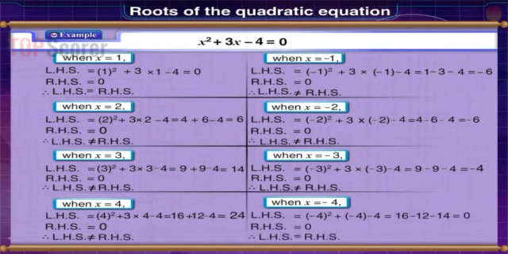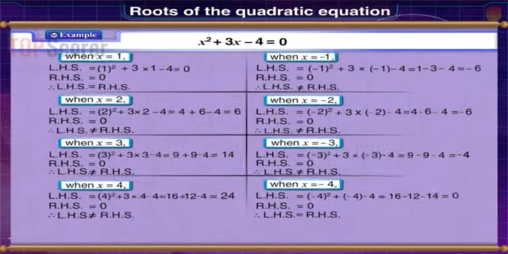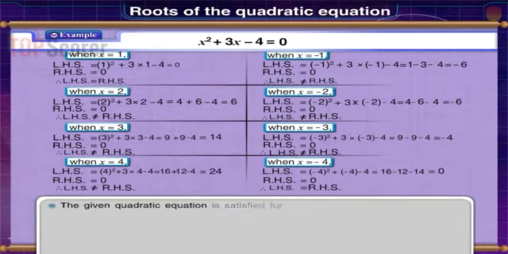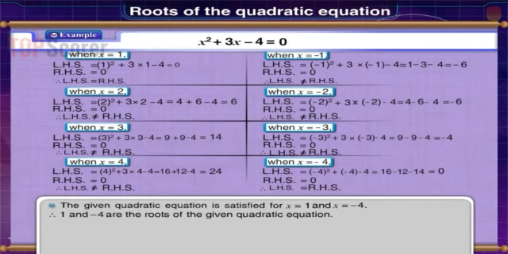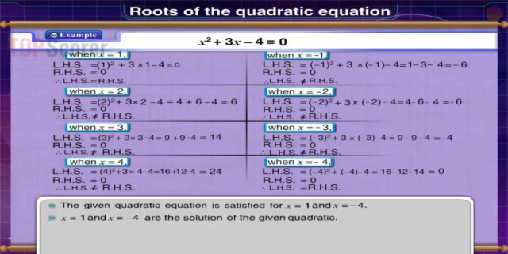For which values of the variable x was the quadratic equation satisfied? In other words, for which values of x did we get left-hand side equal to right-hand side? The given quadratic equation is satisfied for x is 1 and x is minus 4. Therefore, 1 and minus 4 are the roots of the given quadratic equation. In other words, we can say that x is 1 and x is minus 4 are the solutions of the given quadratic equation. Can you now define the roots of the quadratic equation?